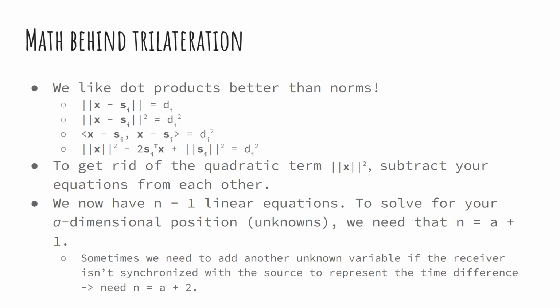Sometimes we might need to add another unknown variable. One example in this class was if the clocks of the receiver aren't synchronized with the source, then we might need to add another unknown for the time difference between those. For that, all you would need is another linear equation, which would mean another satellite. So the core idea here is that the number of linear equations equals the number of unknowns. And because we had to do this subtraction, we actually need one more.